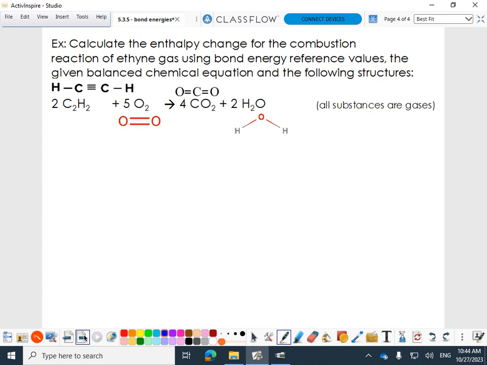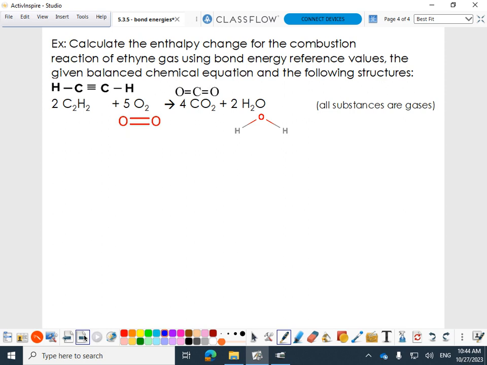So every time you see O2, it's going to look like this. Every time you see CO2, it's going to look like this, and water always looks like this, okay? So you can also use this as reference. So yne is triple bonds. That's why there's a triple bond.